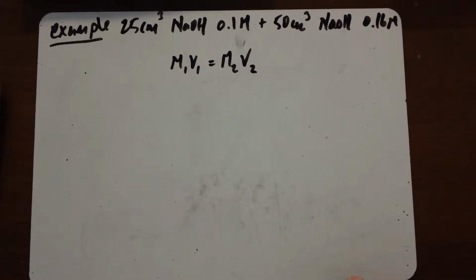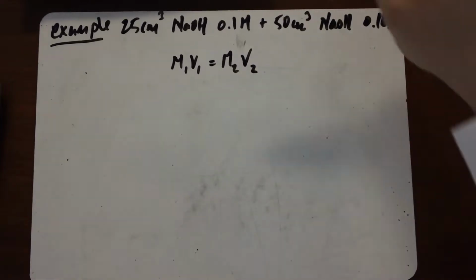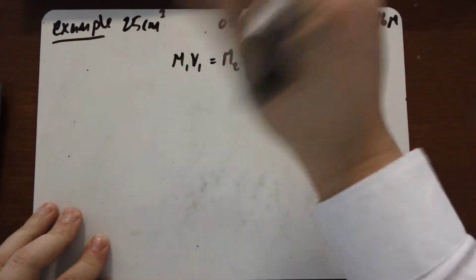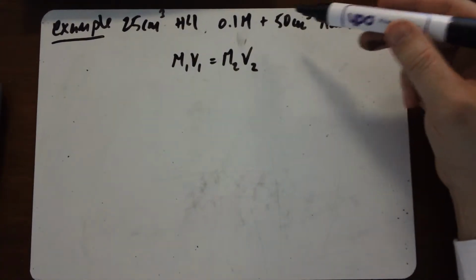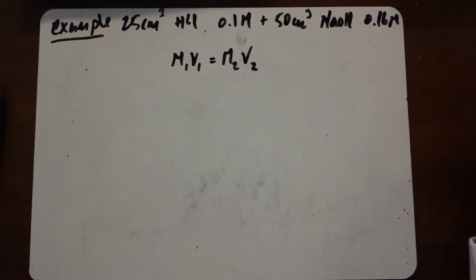So a worked example for what we're talking about, pH curves and determining where the vertical portion, the equivalence point, will be. The example given is 25 centimeters cubed of HCl at a concentration of 0.1 moles per decimeter cubed, and we're going to add 50 centimeters cubed of NaOH at 0.16 moles per decimeter cubed.